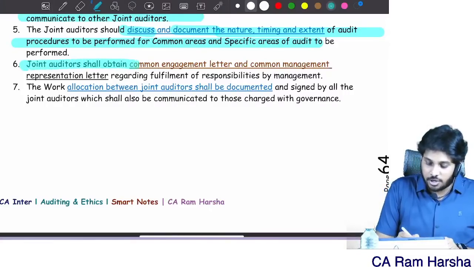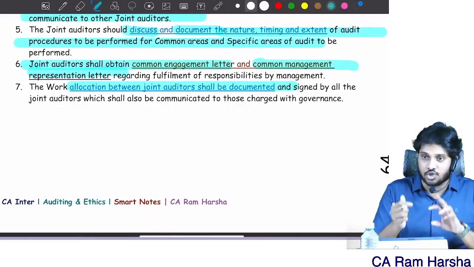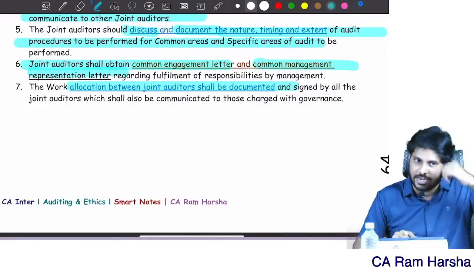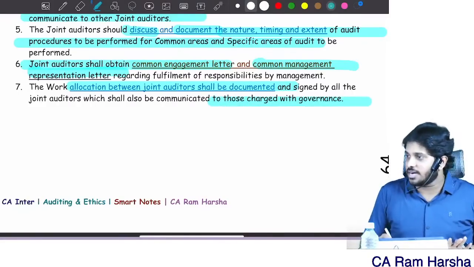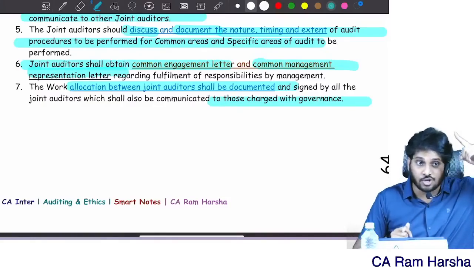And joint auditors should give a common engagement letter and obtain a common representation letter. The work allocation between joint auditors should be documented, and that should also be communicated to those charged with governance. If 12 auditors were there, each of us is doing which work? You should communicate to top management also.